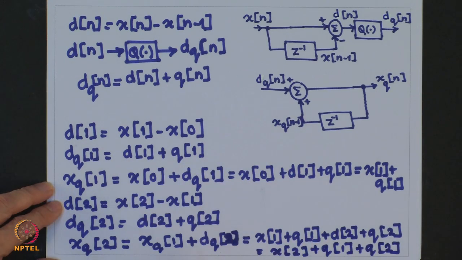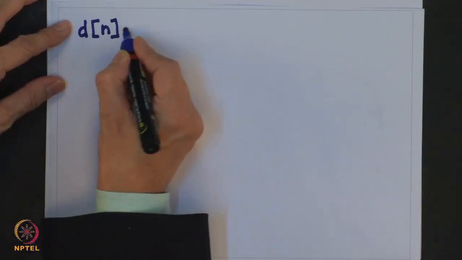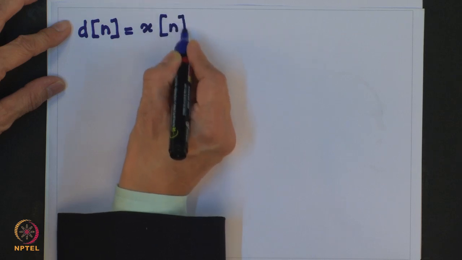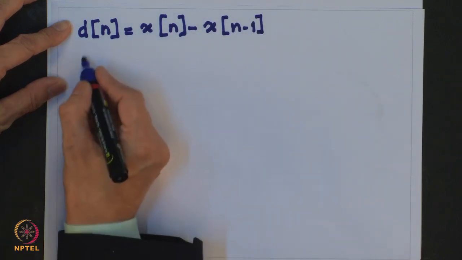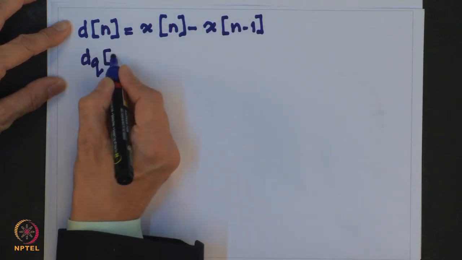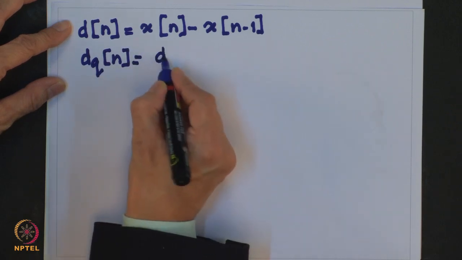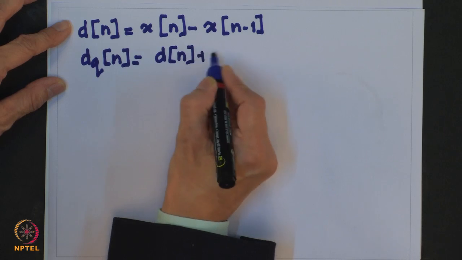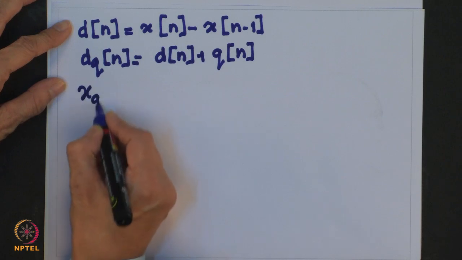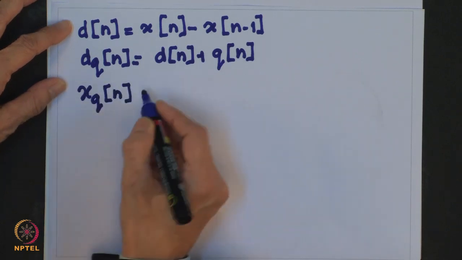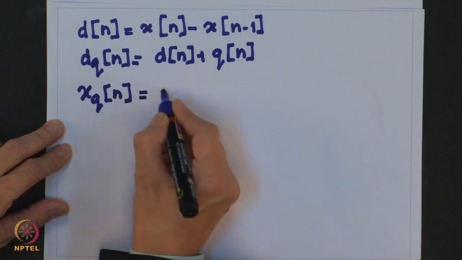If we continue this process and try to find out all the reconstructed samples, what we would get is something like this. dn is obtained like this. My dqn is equal to dn plus qn, and my reconstructed sample at the receiver would be equal to xn plus the sum of q1 through qn.